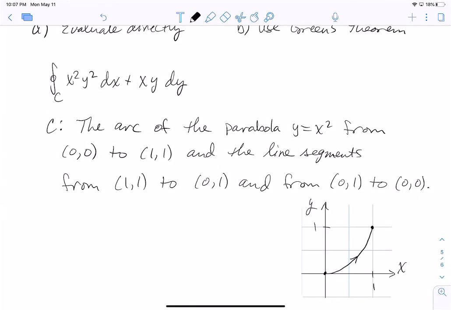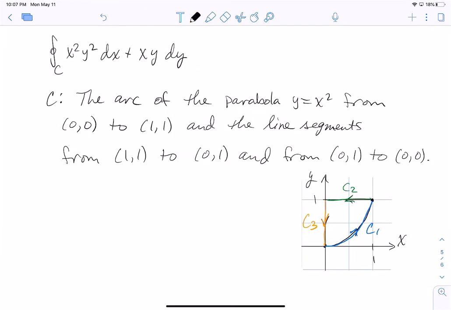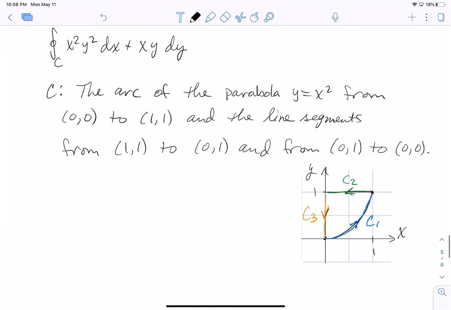So we've got the arc of the parabola from (0, 0) to (1, 1), and then the point (1, 1) to (0, 1), and then the point (0, 1) back to (0, 0). So our curve C actually consists of three curves. We're going to call them C1, C2, and C3. Now, to evaluate this directly, we need to parameterize all three of those curves. So go ahead and pause here and get parameterizations for C1, C2, and C3.